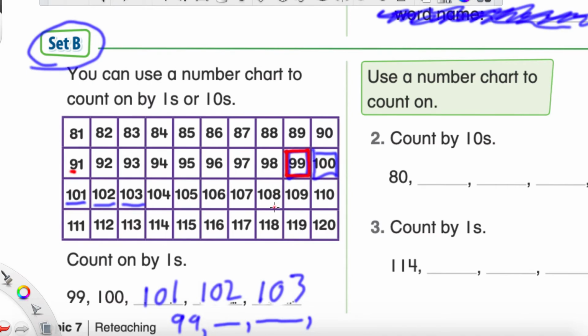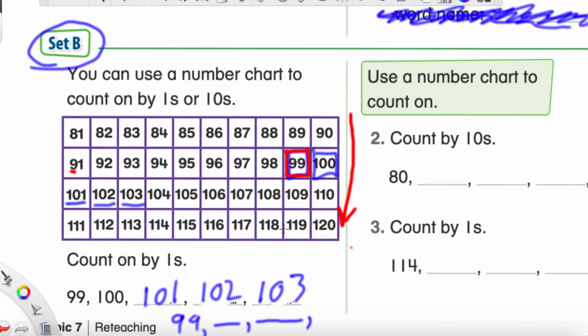But when we count by tens, we do not go from left to right. Okay, we do not do that. That's only if we are counting by ones. When we count by tens, we just go down the column. Remember, we just go from top to bottom. Okay?